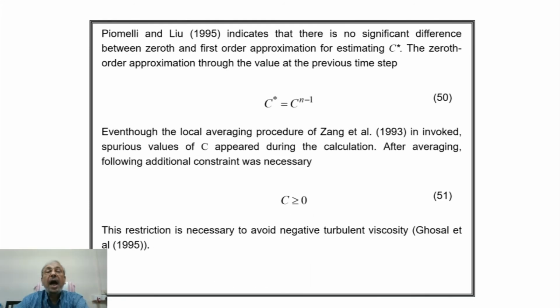So in each cell we get the value of C, and these C's are different in each cell. That is the beauty of LES, that it doesn't assume the same scales throughout the flow field.